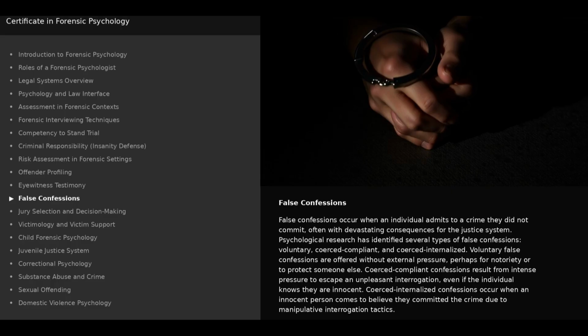False confessions. False confessions occur when an individual admits to a crime they did not commit, often with devastating consequences for the justice system. Psychological research has identified several types of false confessions: voluntary, coerced compliant, and coerced internalized. Voluntary false confessions are offered without external pressure, perhaps for notoriety or to protect someone else. Coerced compliant confessions result from intense pressure to escape an unpleasant interrogation, even if the individual knows they are innocent. Coerced internalized confessions occur when an innocent person comes to believe they committed the crime due to manipulative interrogation tactics.